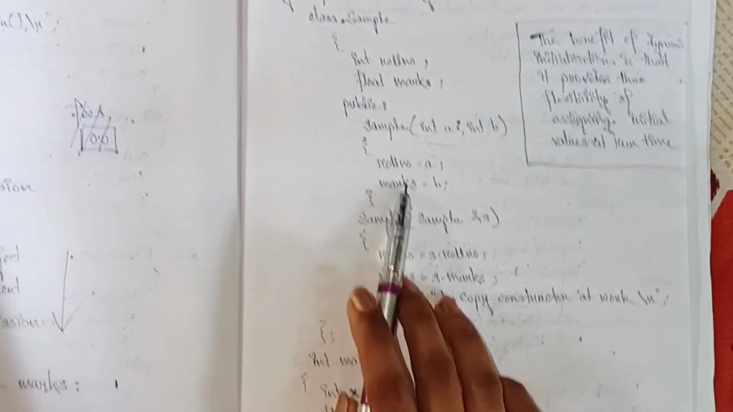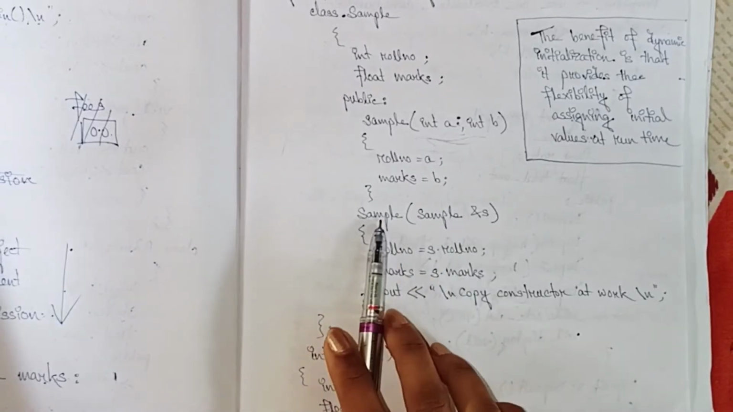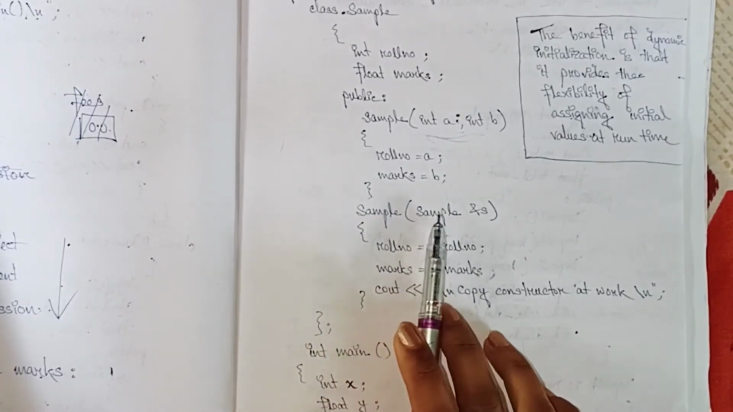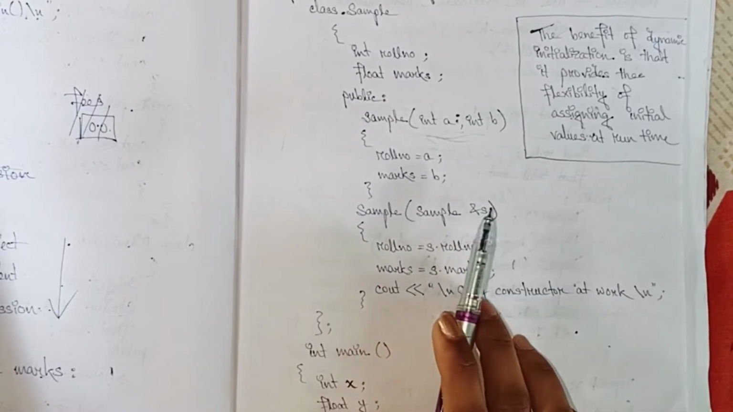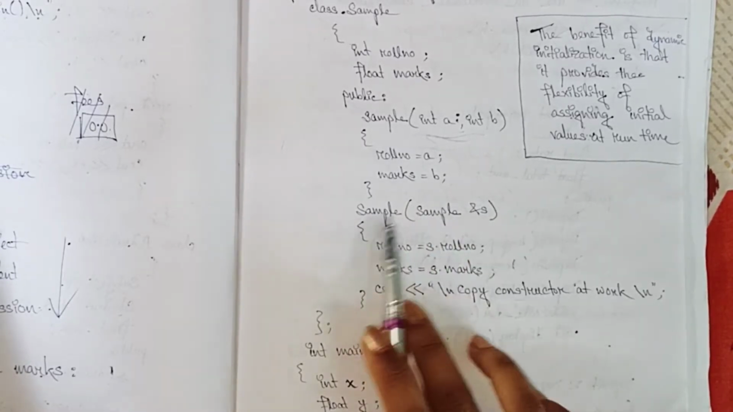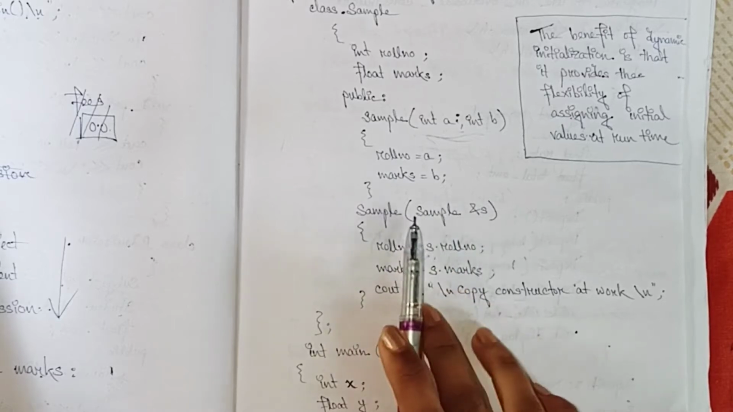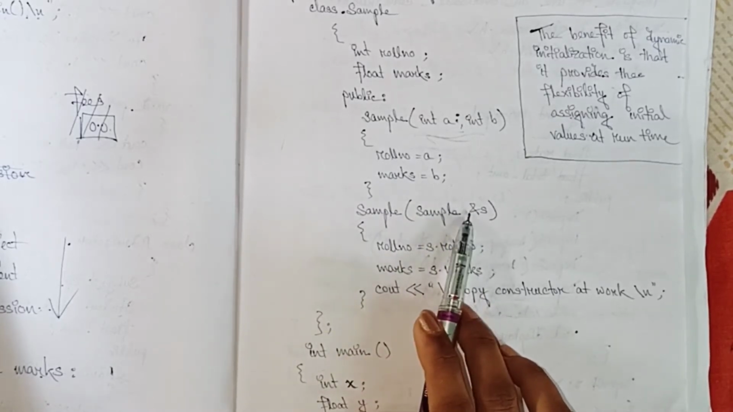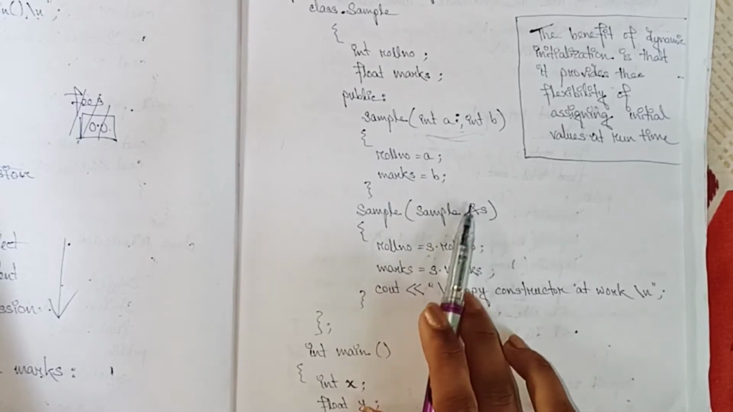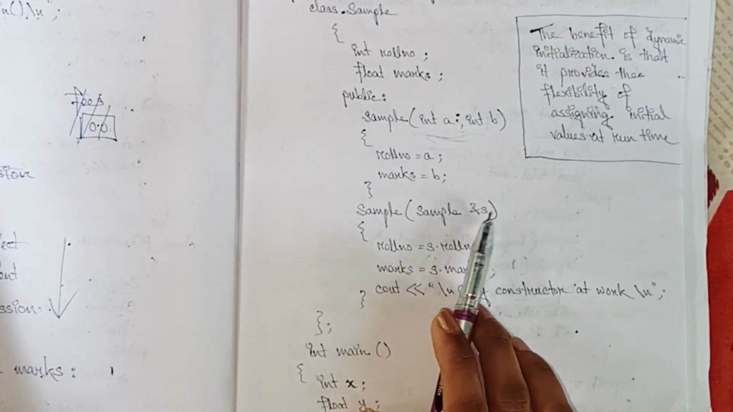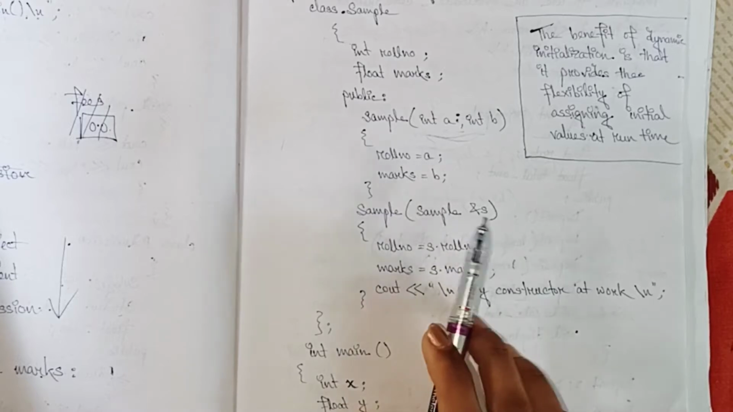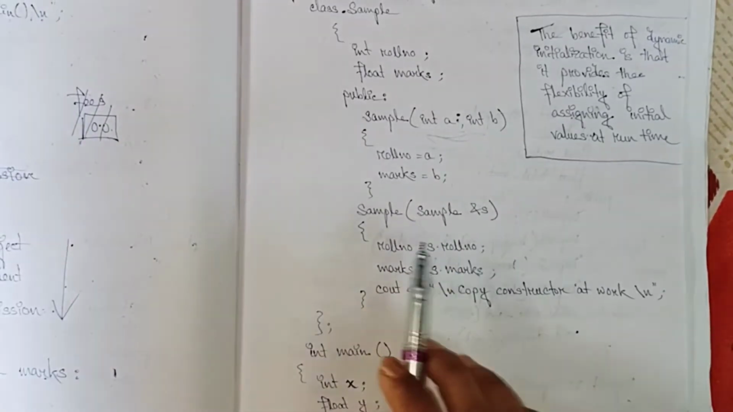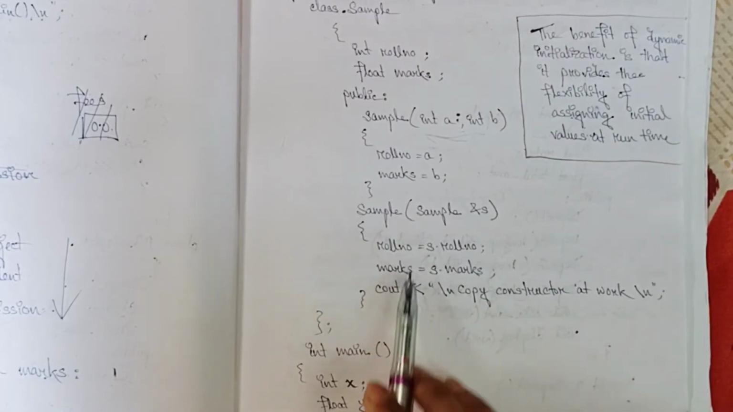Now you see another constructor we have defined here, Sample, and in the brackets we have given the name of the class Sample, then an ampersand symbol, then S. What is the meaning of this? It means that it is a copy constructor, because we are using the reference symbol here. Reference means that this object S will be copied to another object. The values of this object will be copied to another object. This is the meaning of the copy constructor.